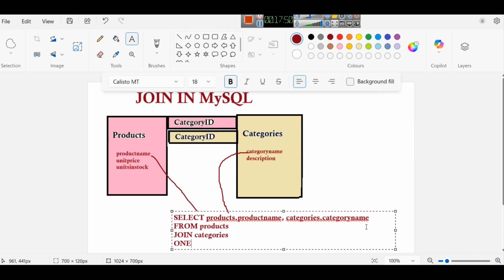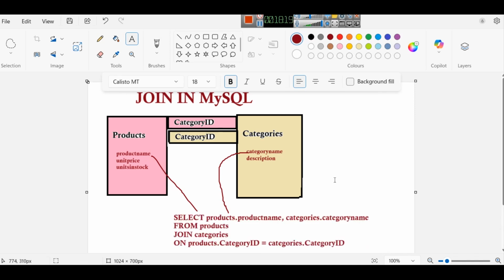And then we will write on. Now you already know that products.category_id is equal to categories.category_id. Make sure this column's meaning is the same. It will not always be that its name is the same, but you have to make sure that the meaning is the same. So this is our join in SQL.